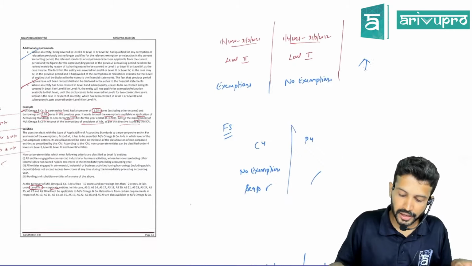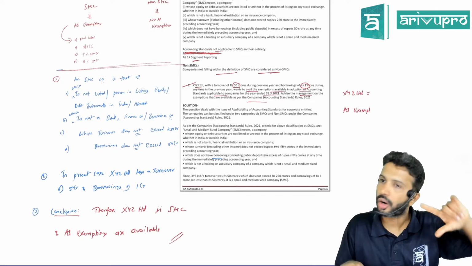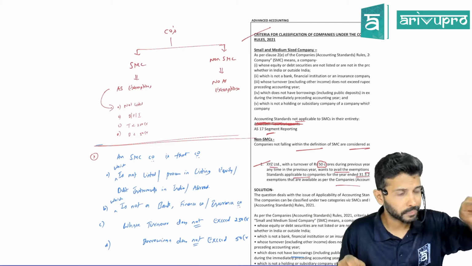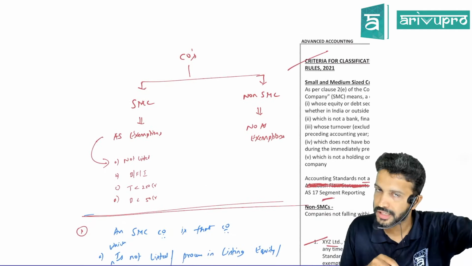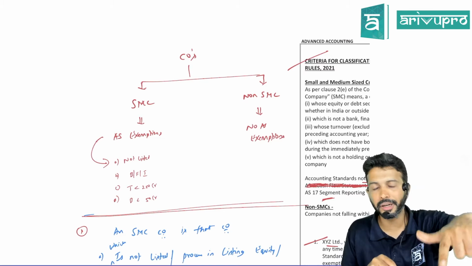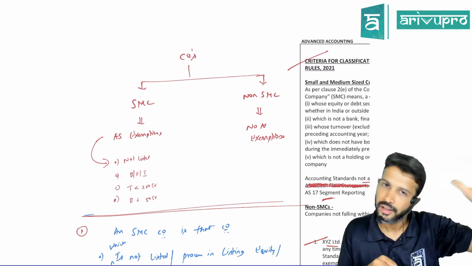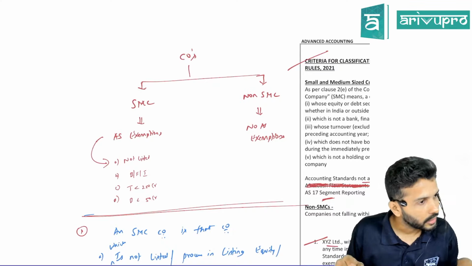Then if you are a corporate entity, there are only 2 sectors, which are SMC and not an SMC. Here, I think the limit is the same as level 1. If you want to call yourself an SMC, you should not be listed, nor in the process of listing. You should not be a bank or a financial institution or insurance company. Your turnover should not exceed 250 crore. Your borrowing should not exceed 50 crore. For an SMC company, Accounting Standard 17 is fully exempt.